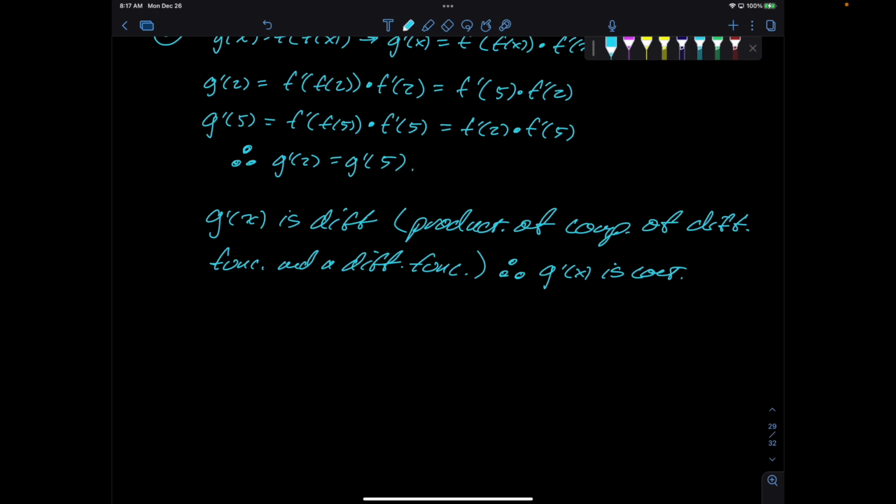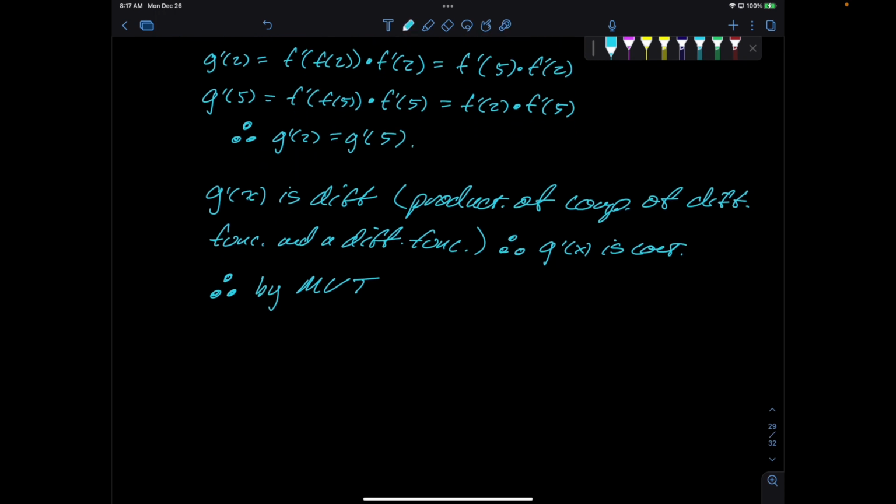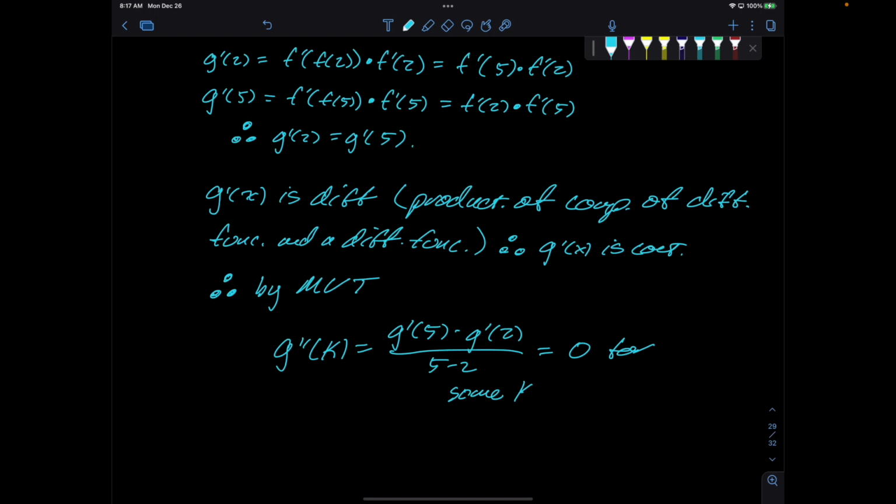Okay, so we're going to use the mean value theorem. Therefore, by MVT, and we're going to use the mean value theorem from 2 to 5 because we know g prime of 2 equals g prime of 5. So if we subtract them, we get 0. So by MVT, g double prime of k will be g prime of 5 minus g prime of 2 over 5 minus 2, which is 0, for some k that's an element of 2 to 5.